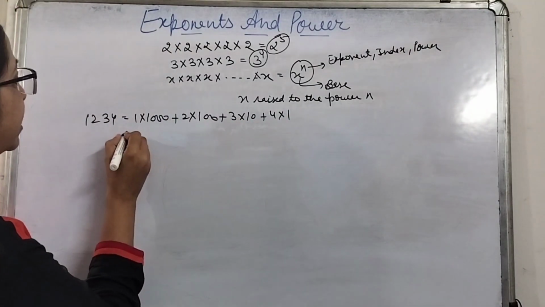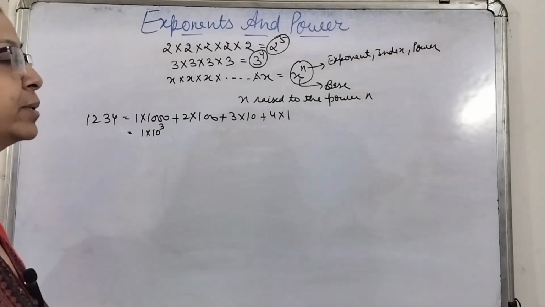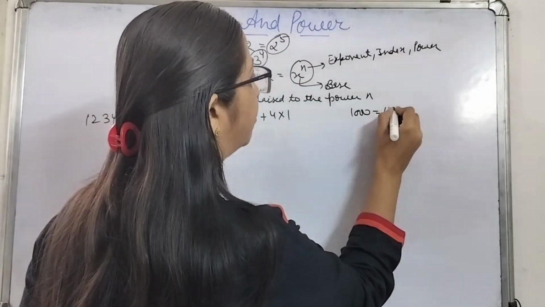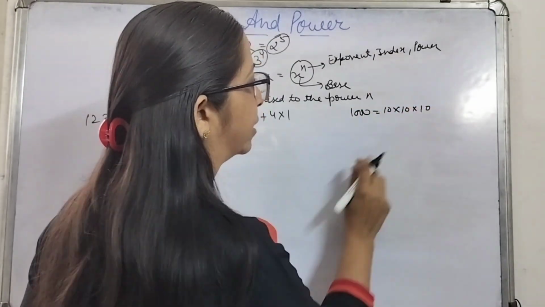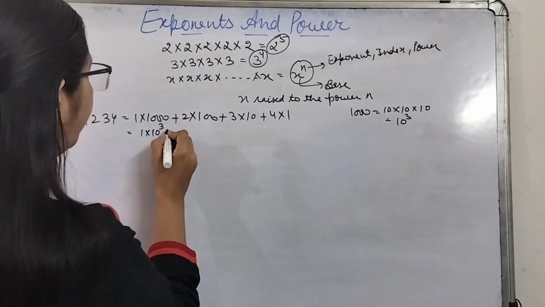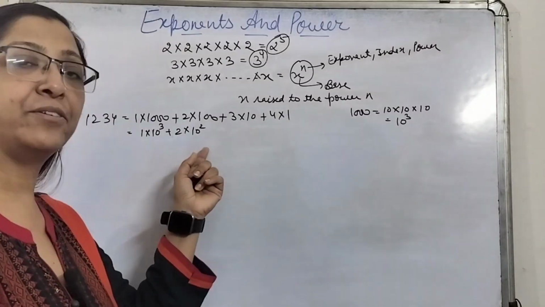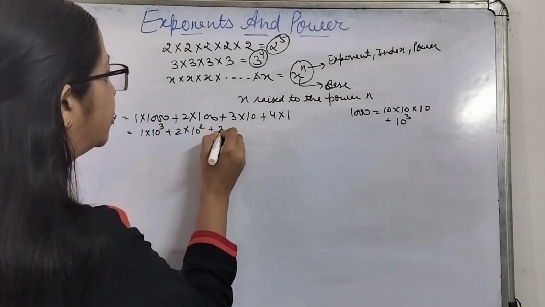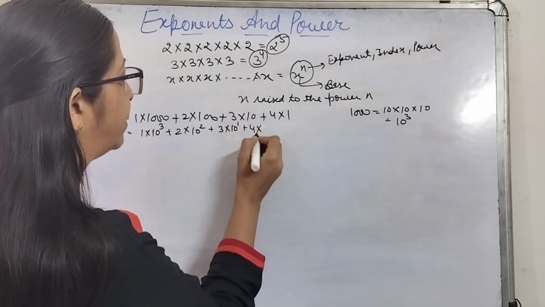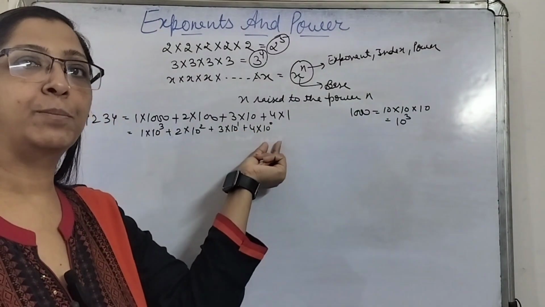So this could even be written as 1 multiplied by 10 raised to the power 3. 1000 could be written as 10 raised to the power 3, because 1000 means 10 multiplied by 10 multiplied by 10. So this could be written as 10 raised to the power 3 plus 2 multiplied by 10 raised to the power 2, since 100 could be written as 10 raised to the power 2, plus 3 multiplied by 10 raised to the power 1 plus 4 multiplied by 10 raised to the power 0. 1 could be written as 10 raised to the power 0.